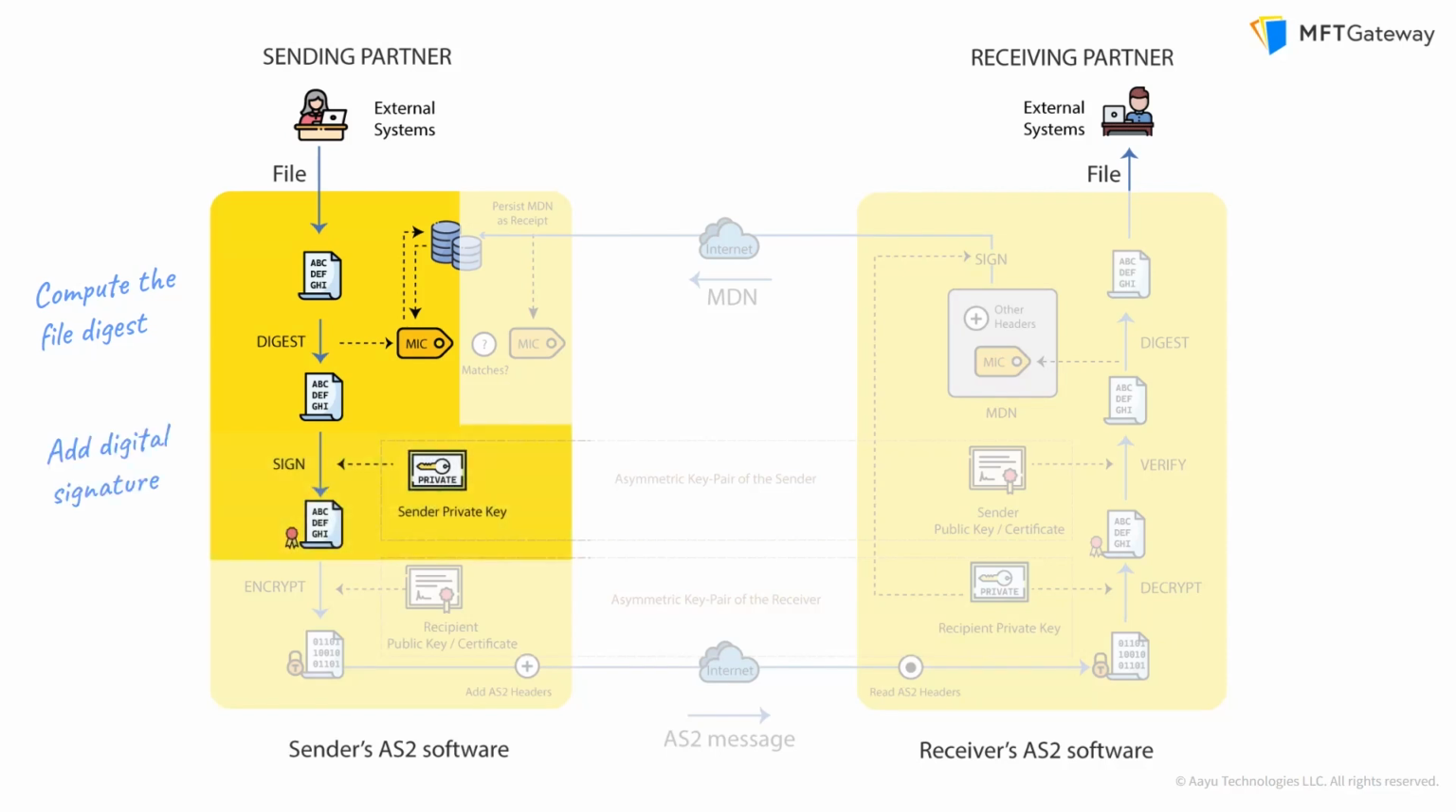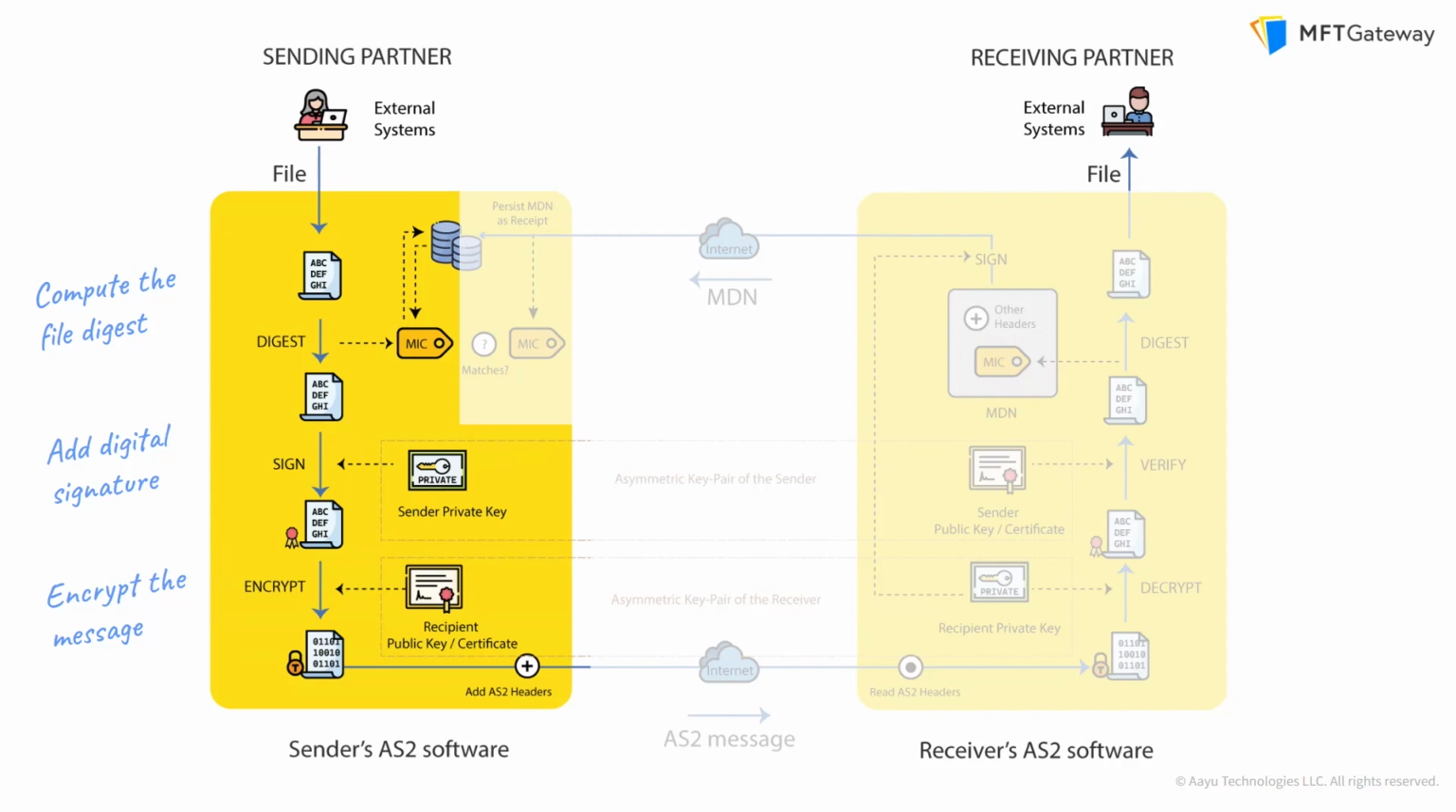Secondly, they will sign this message with their own private key. An algorithm such as SHA-1 with RSA or SHA-256 with RSA can be used to add this signature. Finally, they will encrypt this message payload using the recipient's public key. An algorithm such as 3DES or AES-128, AES-256 can be used as the encryption algorithm here.